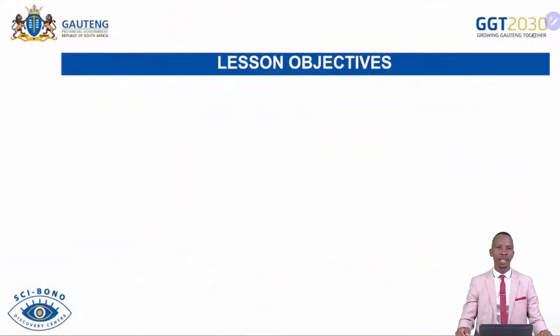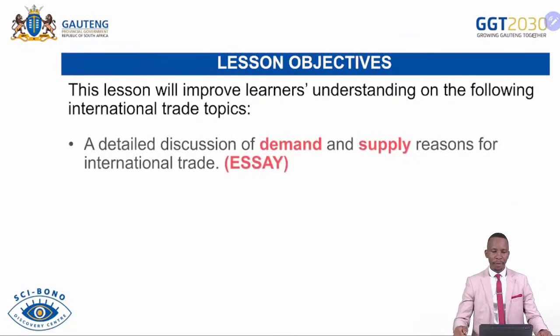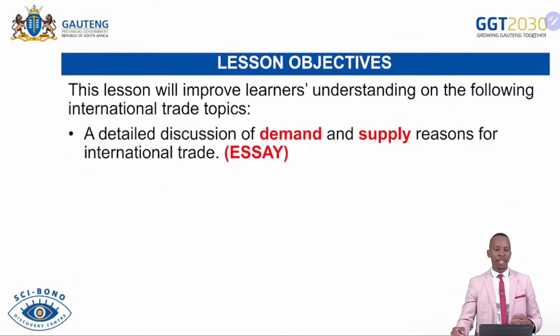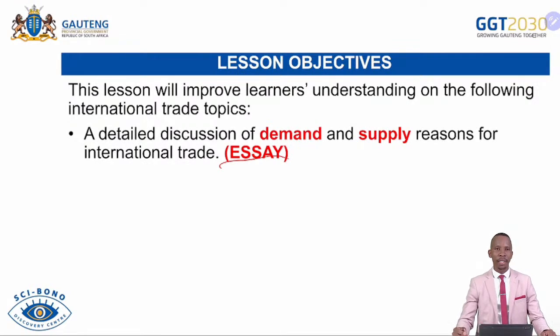These are the lesson objectives. Firstly, the lesson will help you to be able to have a detailed discussion of demand and supply reasons for the international trade. Remember, this is an essay according to our latest examination guidelines.